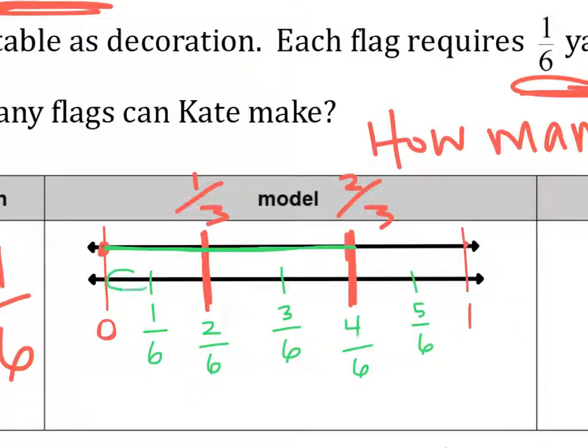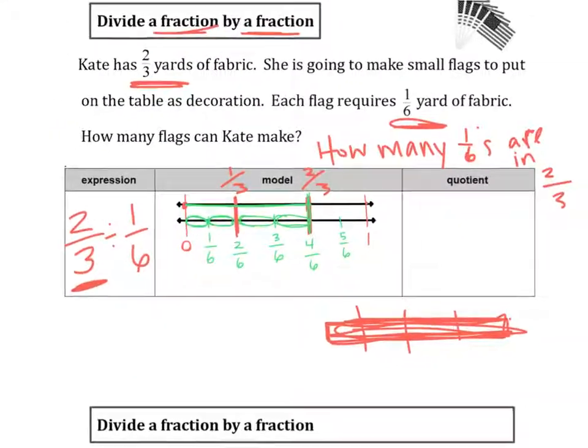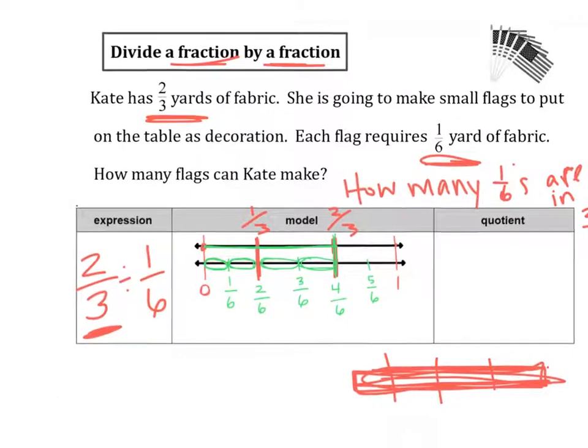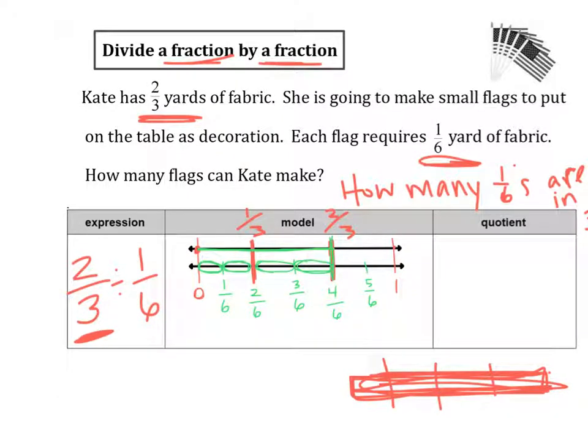I'm going to circle them. So you see right here would be one piece. That's 1/6 of a yard long. Here's another 1/6 of a yard, another 1/6 of a yard, and another 1/6 of a yard. And I can stop here because that's all the material we had, just 2/3 of a yard. So when you do that, we can count those circles, and that will tell us how many 1/6 there are in 2/3. So there's 1, 2, 3, 4. So the quotient is 4.